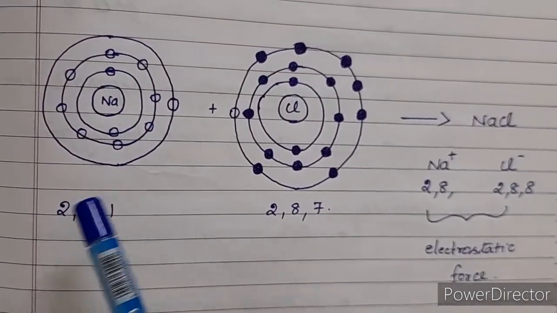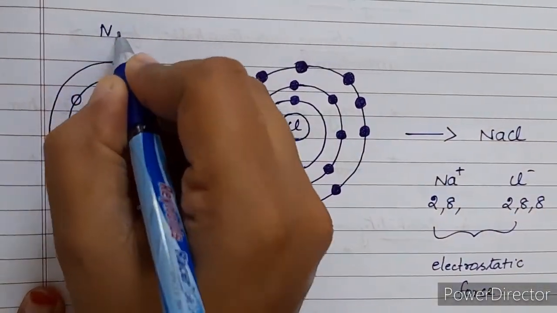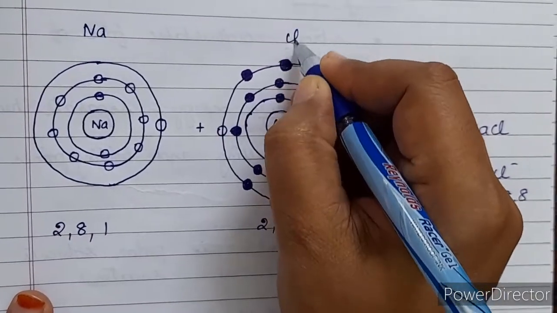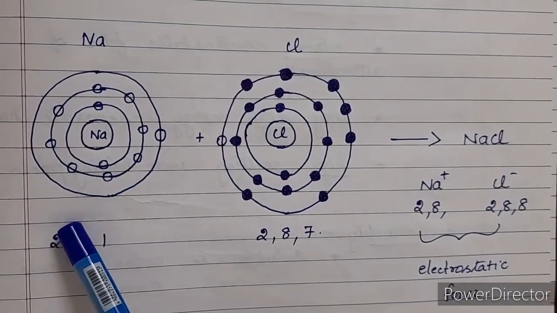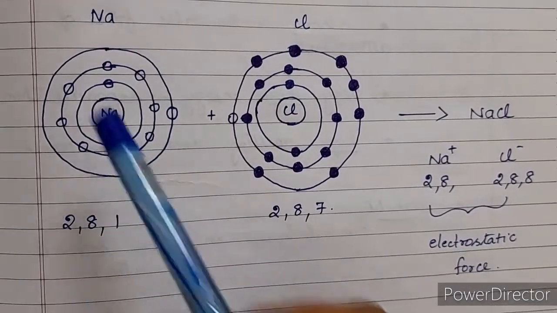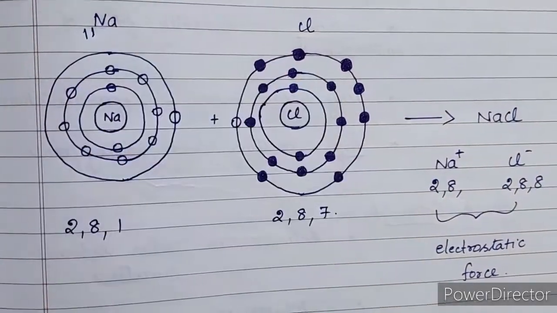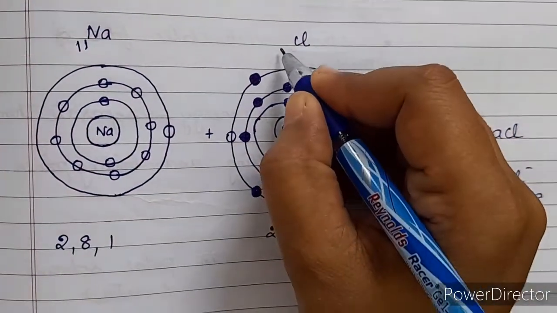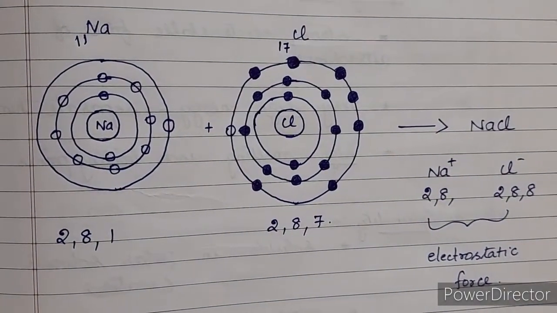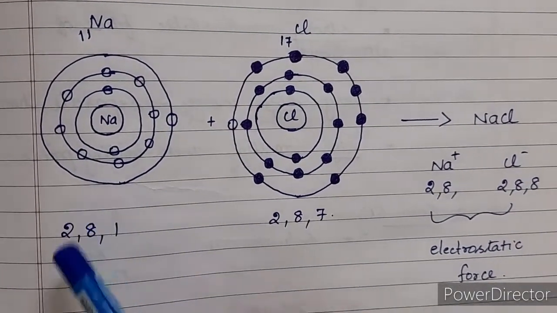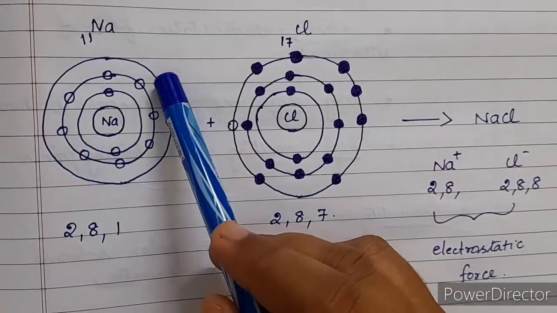Now let's take sodium. Now we are taking a sodium atom and a chlorine atom. Now first we'll see sodium. Now we are familiar with the sodium electronic configuration. What is the atomic number of sodium? Atomic number of sodium is 11. Using the atomic number we are going to find out the electronic configuration. So 11 is the atomic number. So what is the electronic configuration? 2, 8, 1. So it has 1 electron in its outermost shell.